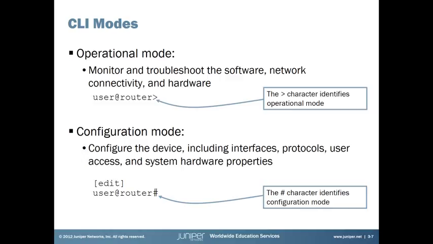So what can we do in operational mode? Well, we can monitor and troubleshoot the software, network connectivity and hardware. We can run a ping command, run a traceroute command, we can do a show interfaces command, we can do a show routing protocols command, we can do a whole bunch of stuff to see what's going on, to see what the router is actually doing, how it is operating.